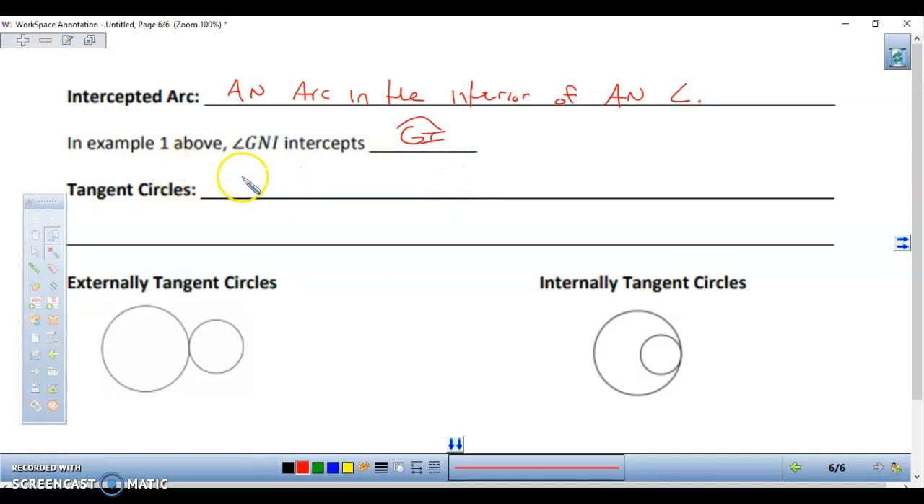And then last thing are tangent circles, and these are coplanar circles that intersect at exactly one point. And these are examples. There's two options. You can have externally tangent circles, where the circles are not inside of one another. Or you can have internally tangent circles, where one circle is inside of the other one. In either case, the circles are still tangent. You just have externally tangent versus internally tangent.